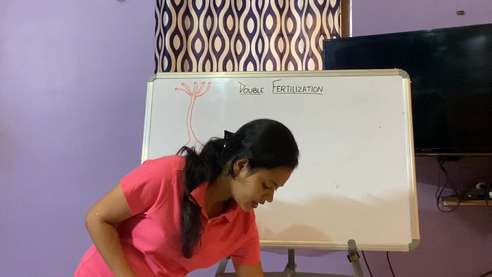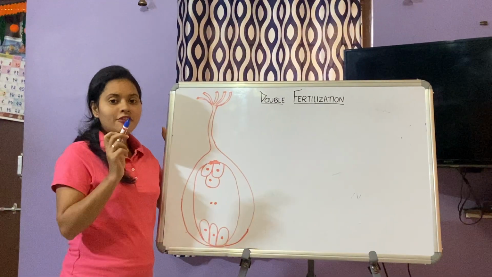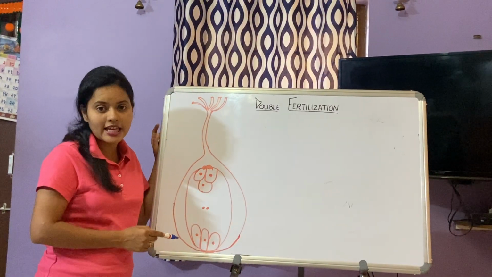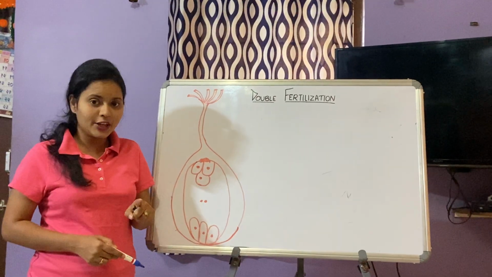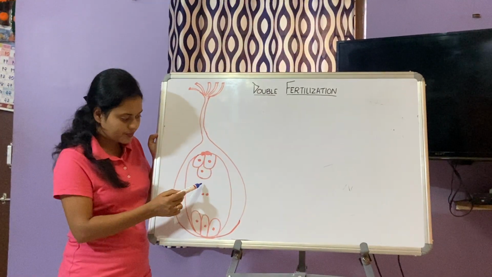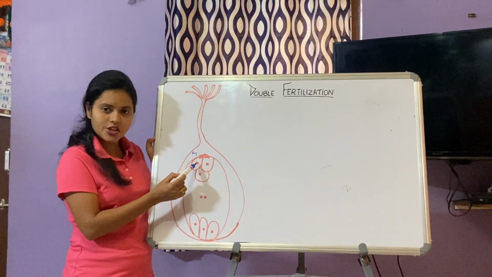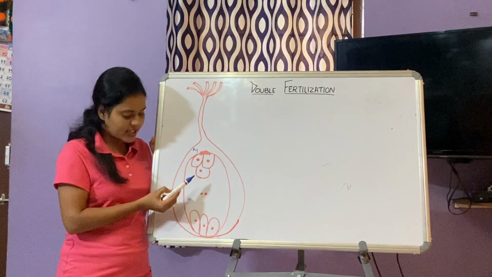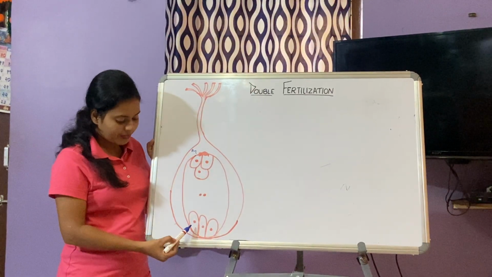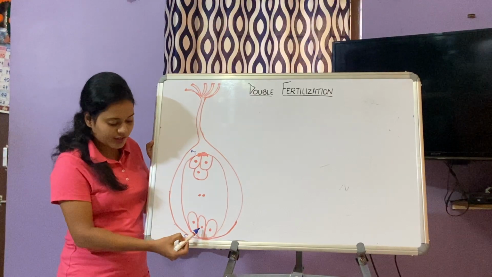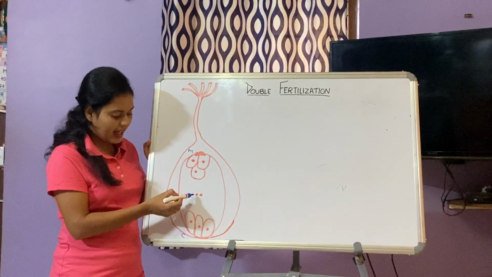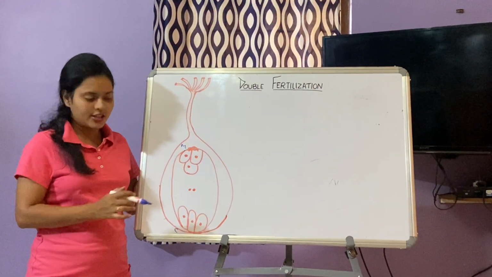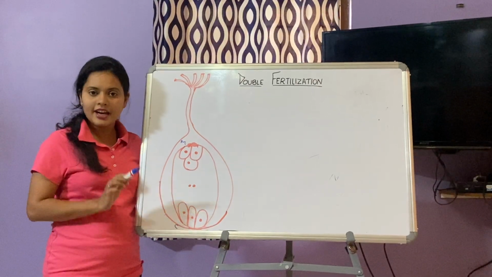Before I start with double fertilization, let me briefly review the structure of the embryo sac. We have already discussed a typical embryo sac. It's 7-celled and 8-nucleate. The structure at the micropylar region is called the egg apparatus, having 2 synergid cells and 1 egg cell. At the chalazal end, there are 3 antipodal cells, and at the center there are 2 polar nuclei in the central cell. So, total 7 cells and 8 nuclei.